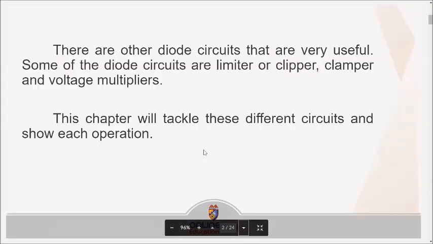There are other diode circuits that are very useful. Some of the diode circuits are limiter, clipper, clamper, and voltage multiplier. This chapter will tackle these different circuits and show each operation. We have different types of diode and it depends on the application. These are examples: clipper, clamper, and voltage multiplier. Okay, we discuss.